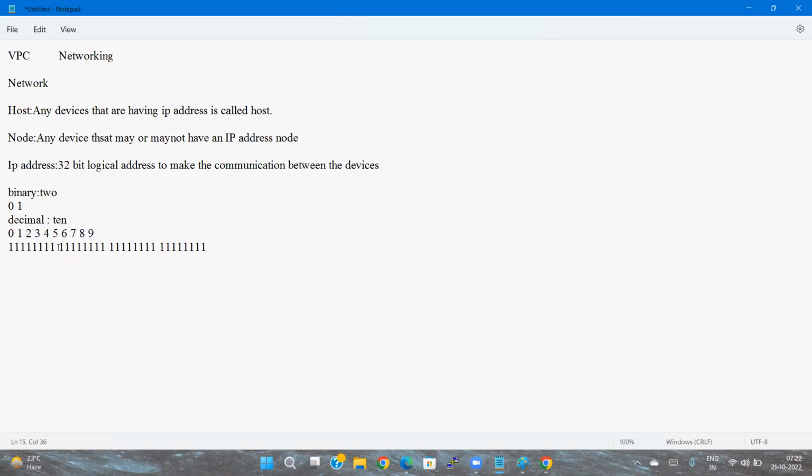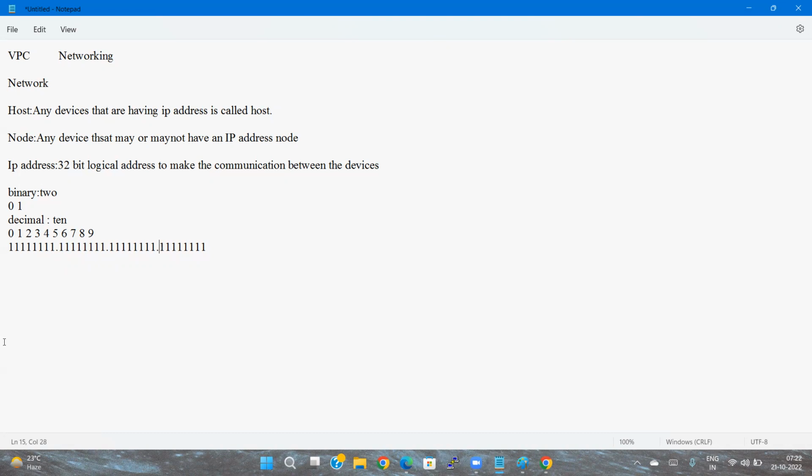Now each and every portion will be divided with the help of a symbol called a dot. So this is how you are going to divide the IP address. Each portion will be divided with the help of a dot notation. This is called dot notation, and don't call it a point. This is called a dot notation.